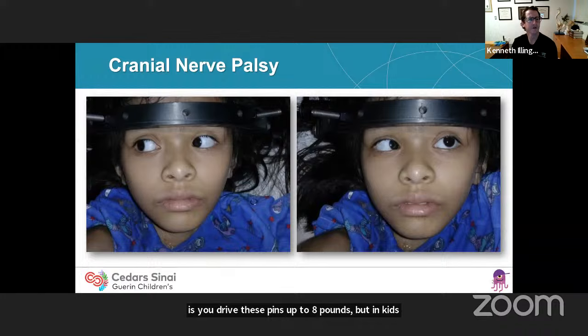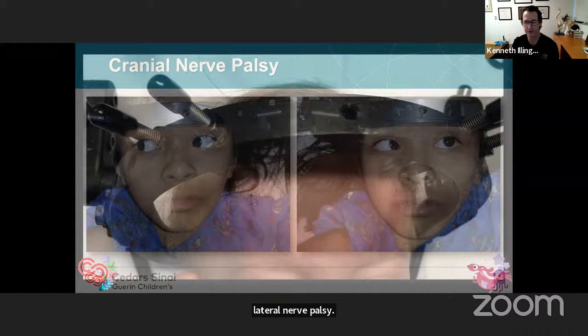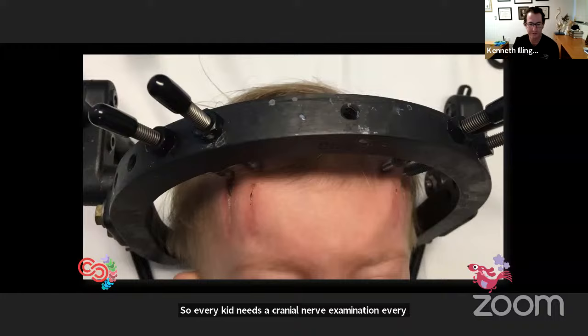Also, cranial nerve palsies, the most common being your sixth cranial nerve, where you can get this abducens lateral nerve palsy. So every kid needs a cranial nerve examination every single day on top of a full neurological exam to look for any signs of weakness or any signs of issues. This is one of the main reasons I don't send kids home with traction, even though some of my colleagues do: I don't trust any of the families.